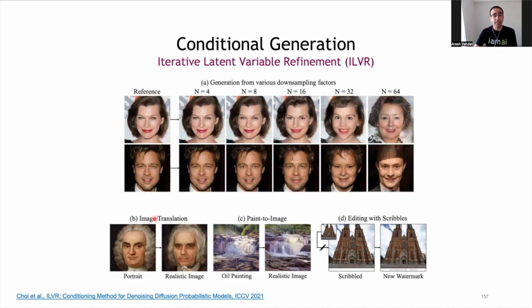And the authors show that you can do this for different tasks. Image translation: given a portrait image, they can generate a realistic image that corresponds to that portrait image. They can do paint to image, so they can take a painting and generate a realistic image. And they can do some simple editing. For example, they can add back this watermark into it.